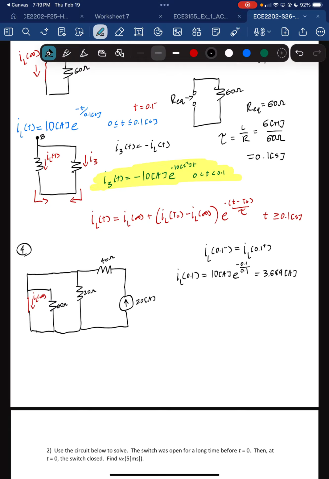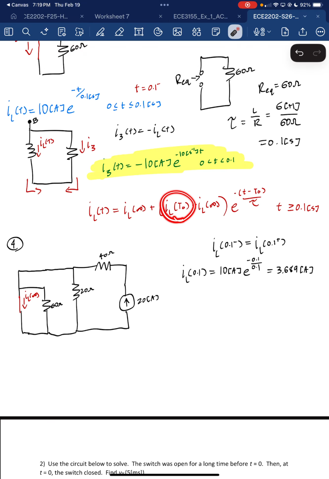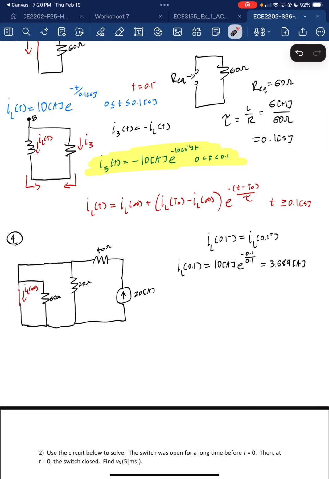So that's going to be our current where IL is, like, where would we put that in the equation? That goes where IL of t naught is, the time of our switching event. IL of 0.1. So now we just need to find IL of infinity. Yes. Now we're going to look for this value, which is the steady state condition of the inductor for this circuit, and that gives us IL of infinity. So we short it, we solve the current. Okay. Any other questions?